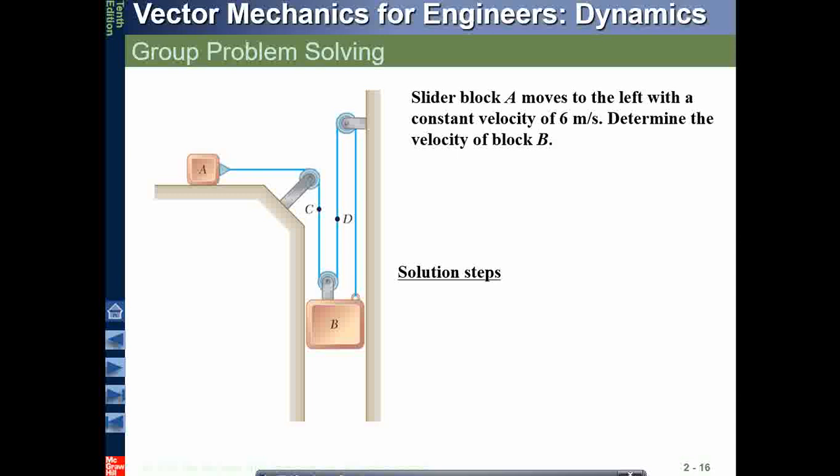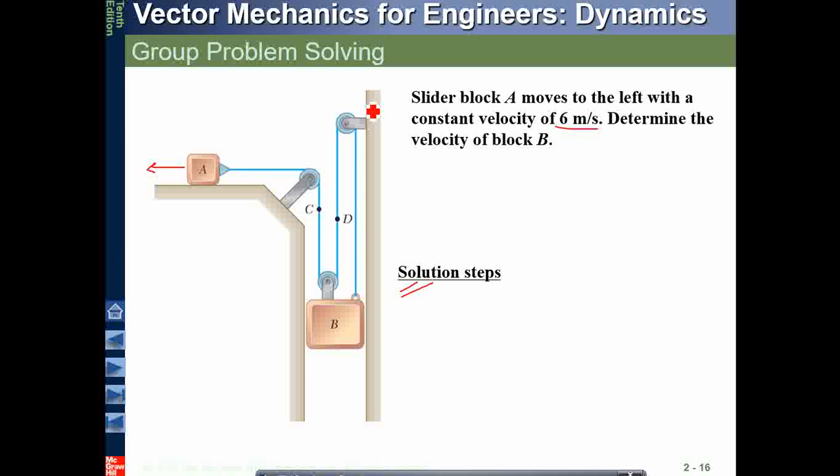This is one problem being given to you. A slider block A moves to the left with a constant velocity of 6 meters per second. Determine the velocity of block B. These blocks are interlinked. So how will you calculate the velocities?